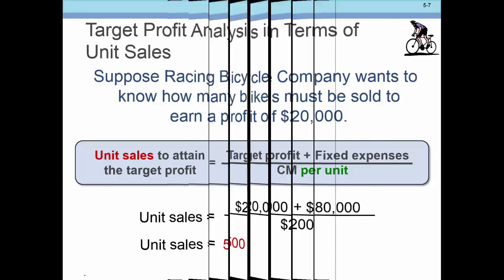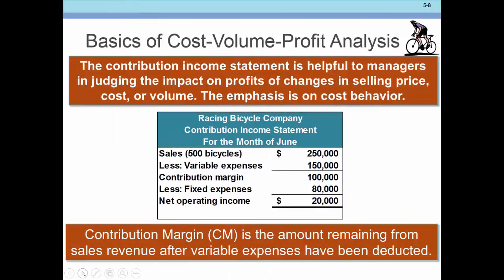Now, if we put that back into the contribution margin formatted financial statement, 500 bikes, how much per bike? $500 per bike, that's 250,000. Variable costs are $300 per bike. 500 bikes, that's 150,000 of variable cost. There's my contribution margin now, which is 100,000. 80,000 first goes to fixed expenses, 20,000 left over. So this analysis works, doesn't it? Okay.